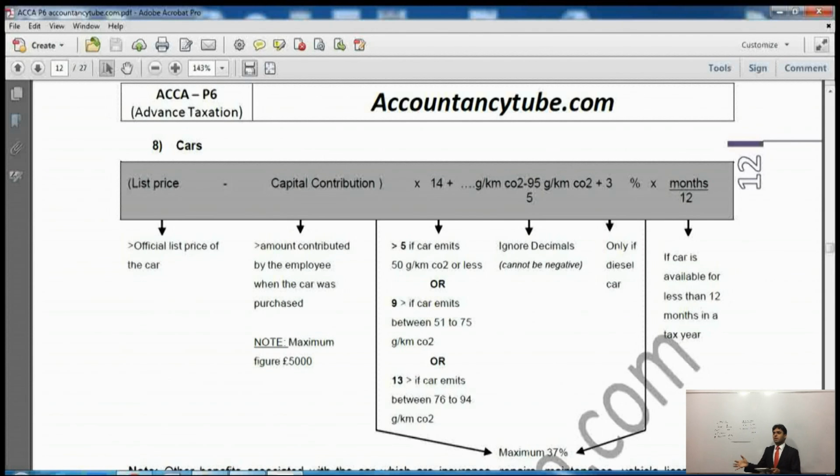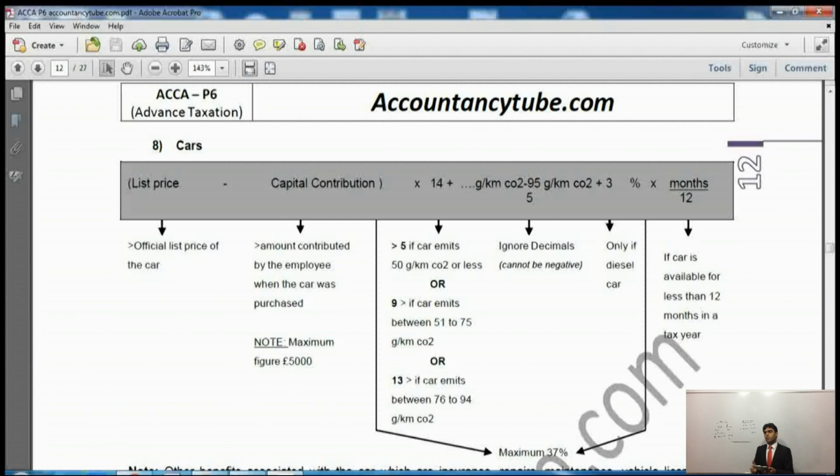Right. So when an employer gives a benefit of a car to an employee, we will have to see how big the car is, how new the car is, what is the price of the car, did the employee contribute something in buying the car, or was it wholly paid by the employer himself. So we will have to see those things.